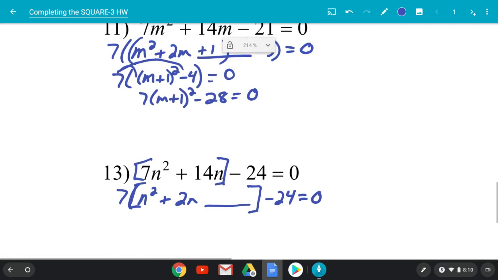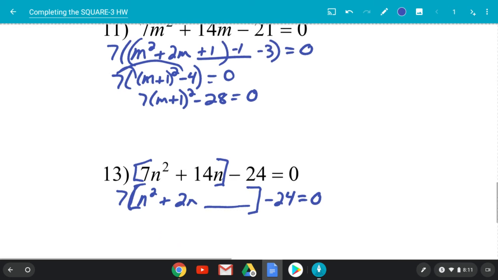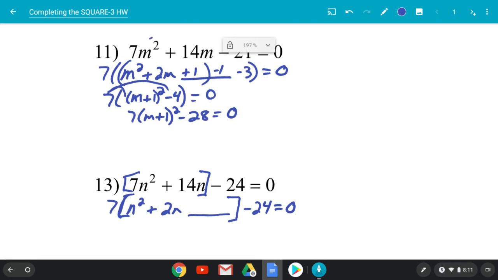Like this previous one, I could pull this 7 out of everything here. So I did, and everything went inside the parenthesis. But this one, I cannot pull that 7 out of that 24. So I leave it on the outside, and I'm going to use a bracket. Okay?